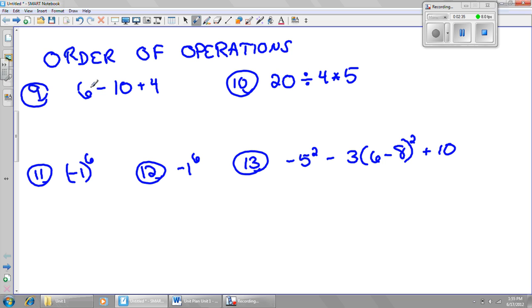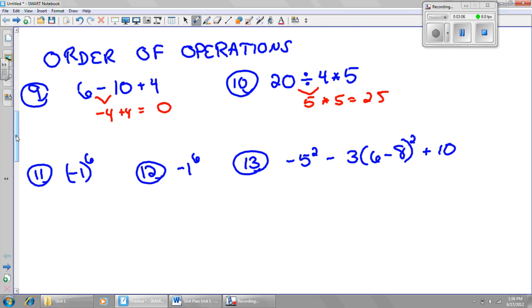I know the order of operations has to do from left to right when you're talking about addition and subtraction. So I'll do 6 minus 10, which is negative 4, plus 4 is 0, and 0 is a number. It's not nothing, it is 0. It has a name. Number 10, the order of operations tells me to do division before I do multiplication. 20 divided by 4 is 5, and 5 times 5 is 25.